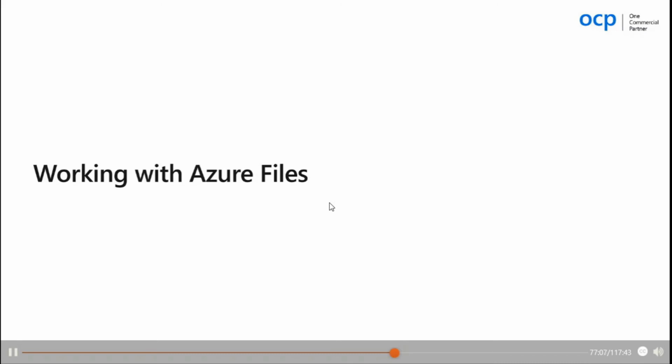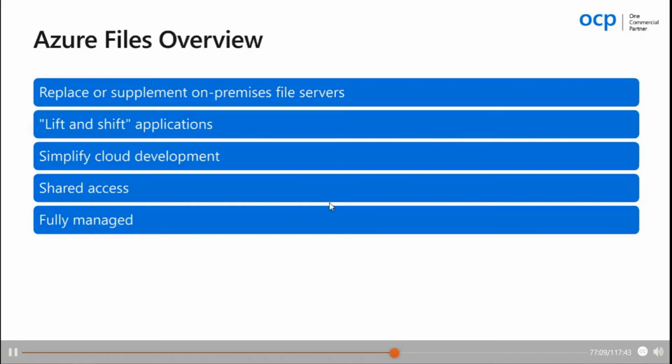So let's talk a little bit about an overview of Azure Files. Azure Files can be used to completely replace or supplement traditional on-premises file servers or network-attached storage devices. Popular operating systems like Windows, macOS, and Linux can directly mount Azure Files wherever they are in the world. They can be running on-prem, on other clouds, or even on Azure, of course.